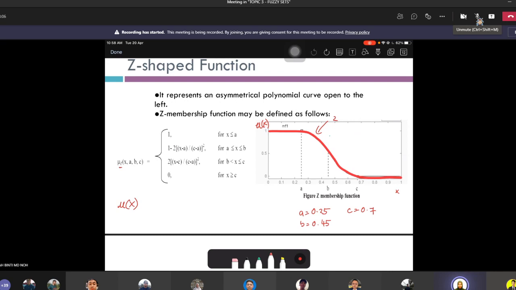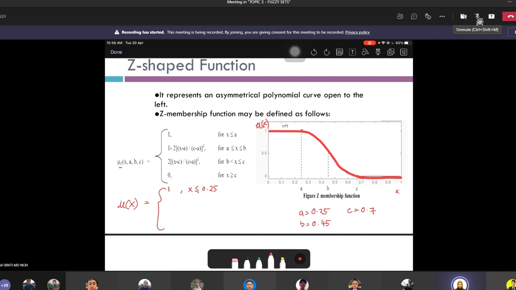Kenapa dia letak Z? Tadi yang tanya, madam kenapa tu tulis Z? Okey, so mu X untuk set Z lah. Untuk set Z katakan yang dibubuh tu sama dengan, okey, yang atas sekali 1 bila mana X is less than 0.25.